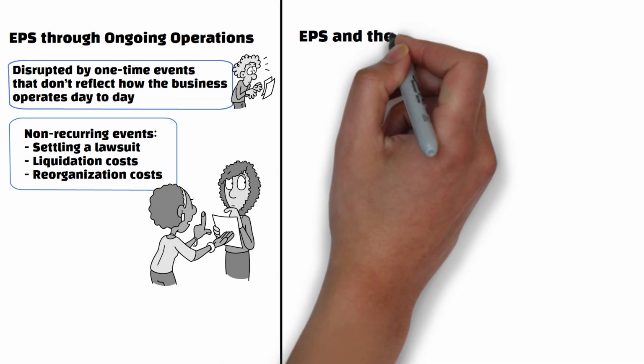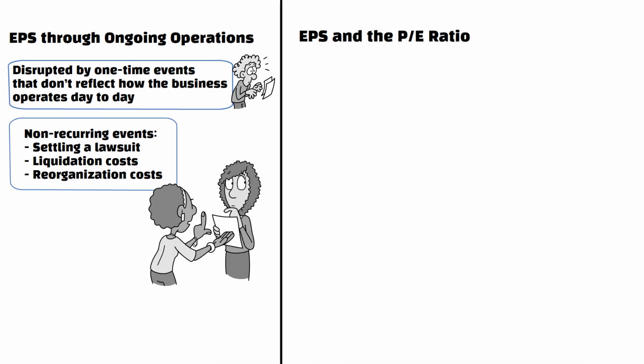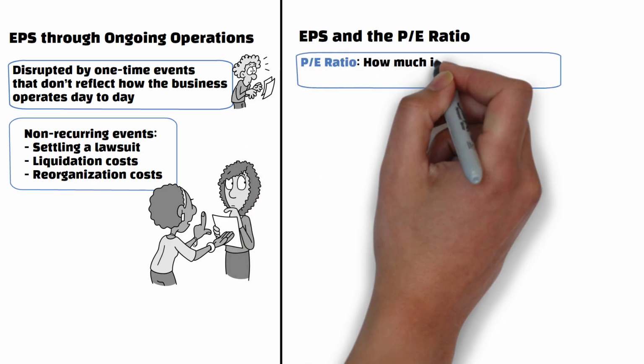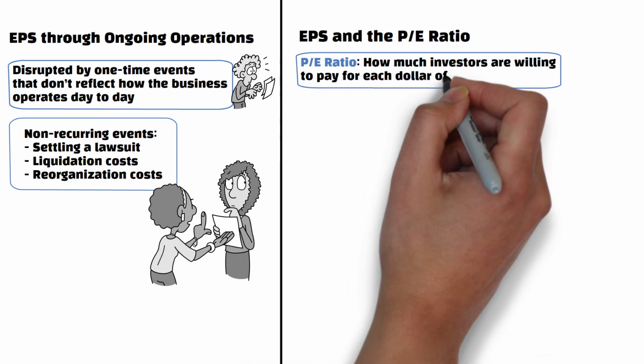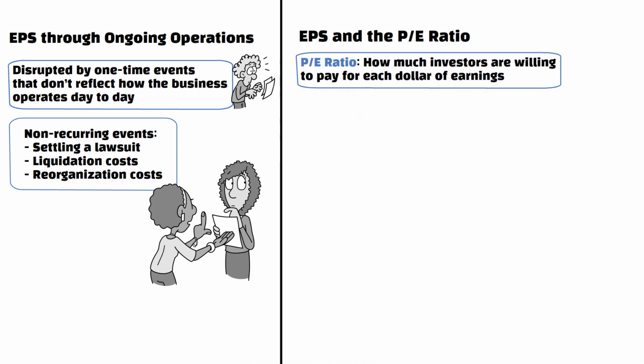Next, we'll briefly look at a very popular way to use earnings per share, which is by combining it with the price-to-earnings ratio to form the foundation of many investors' analysis. The price-to-earnings ratio shows how much investors are willing to pay for each dollar of earnings. The formula is shown here with the stock price divided by earnings per share.